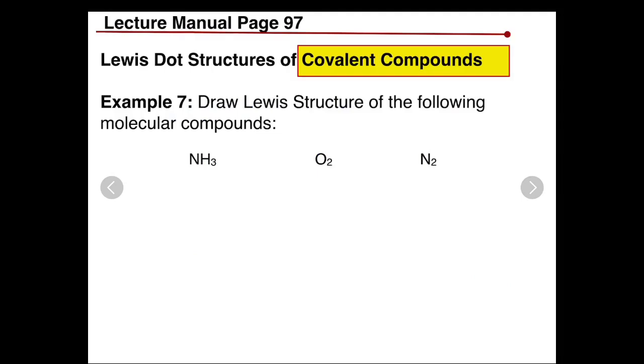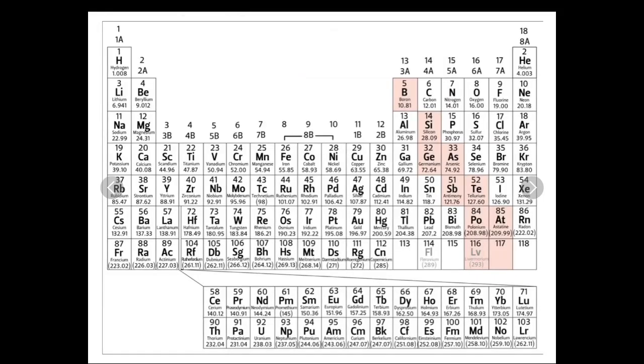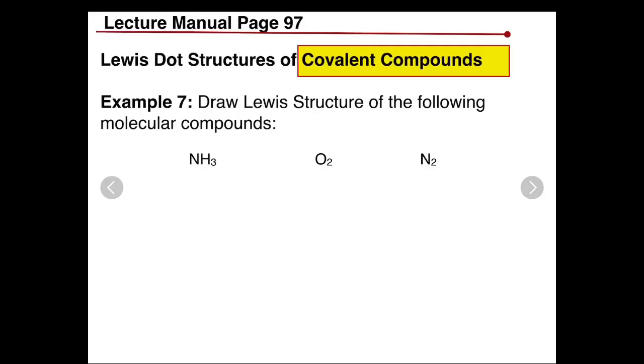Let's take a look at example 7. In example 7, we have ammonia, oxygen, and nitrogen gas. Ammonia contains nitrogen and hydrogen. We already see that hydrogen should be the terminal atom, so you are going to surround the central element with hydrogen first. But before we put anything in, make sure that you count the total number of valence electrons as well.